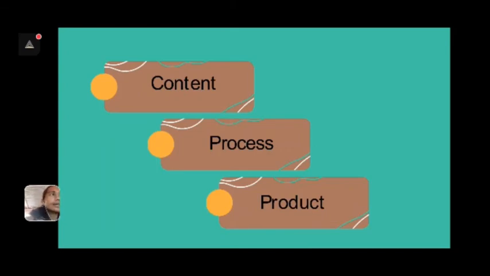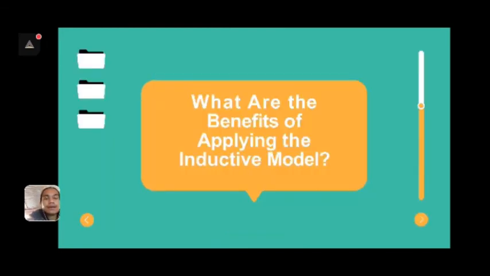Okay, and the last thing that we must consider is the product. In the inductive model, the teachers tend to use the application and closure steps to gain information about students' learning for assessment. Differentiating assessment in this model involves providing students options for expressing their learning, offering choices of how and which tools students might use for demonstrating their learning, and allowing students to select the product best suited to showcase their learning.